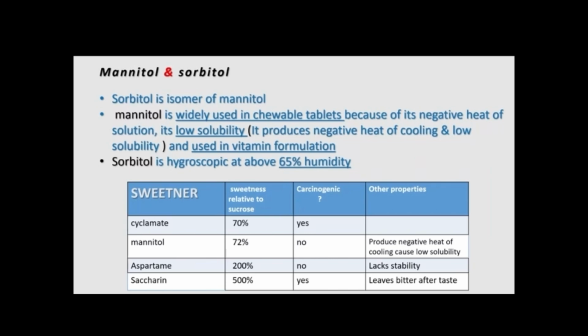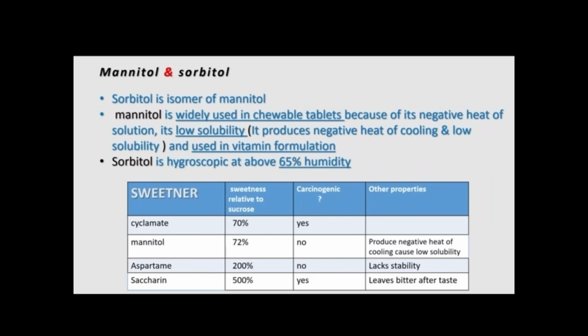Saccharin is 500% sweeter than sucrose, but we do not use it because it is cancerous. Cancerous is nothing but it gives cancer to people. That is a side effect as well. So cyclamate and saccharin are not used because they are carcinogenic. Mannitol and aspartame are respectively 72% and 200% sweeter when compared to sucrose. There are other properties also.